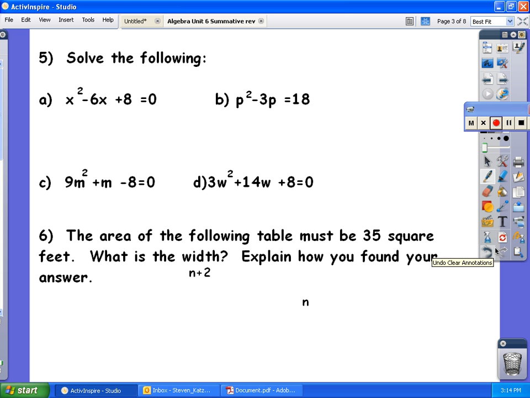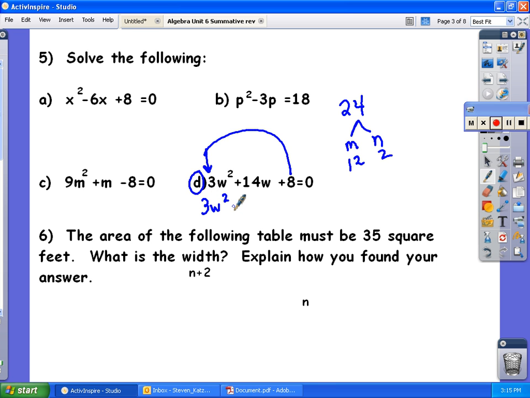Alright, so for letter D, it's a trinomial, but the number in front of the w squared is not 1. So first thing I want to do is see if there's a common factor I can divide everything by. There's not. So I'm going to multiply a times c and get 24. I'm looking for my factors of 24 that add to 14, because that's the b. So I have 12 and 2 would be my factors. So I'm going to rewrite my trinomial as a 4-term polynomial.